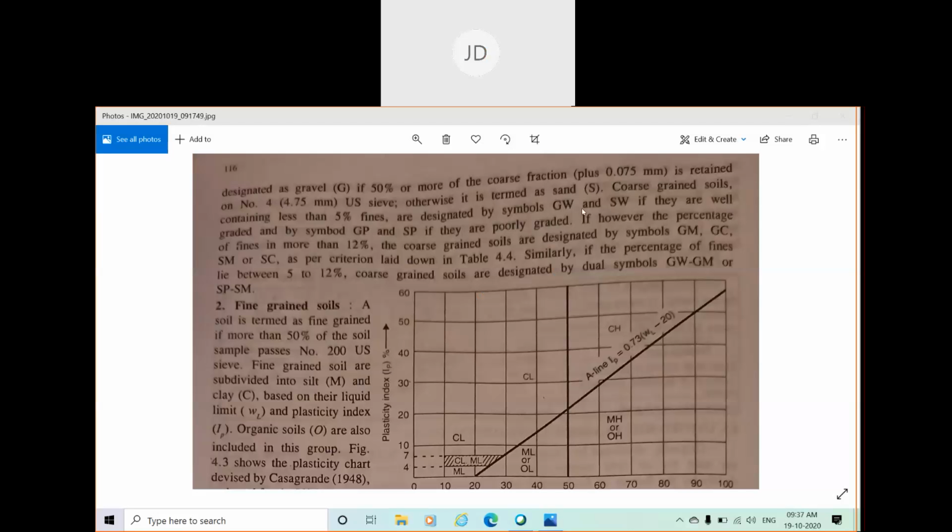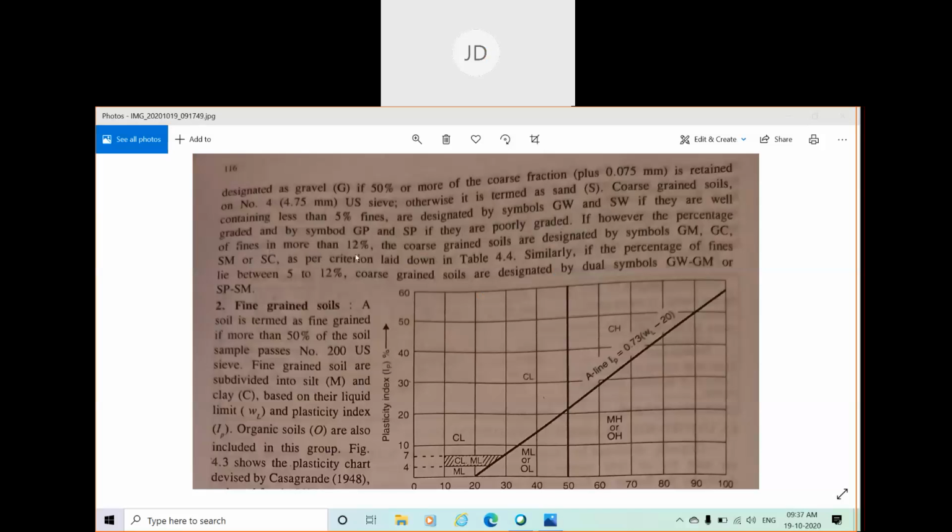Okay, I think it is clear up to here. If you have any doubt, you can raise your hand or ask me. So next, if however the percentage of fines is more than 12%.